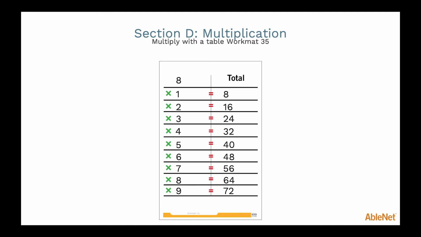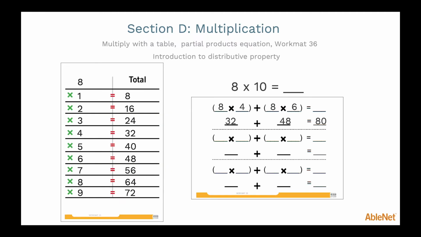Work mat 35 is used to connect multiplication to number patterns. Students learn about multiplication fact families by filling this work mat out. Students can use manipulatives, skip counting, or repeated addition to identify the product when multiplying 8 times 1 all the way through 8 times 9. This work mat is then applied when multiplying larger amounts on work mat 36.